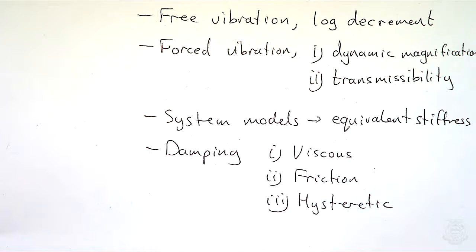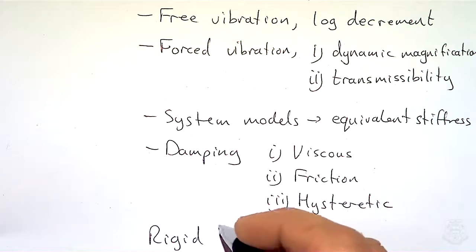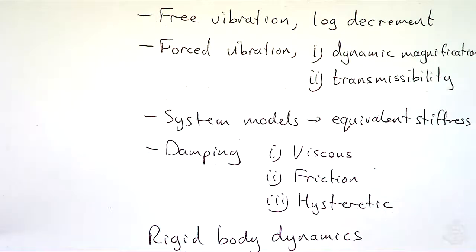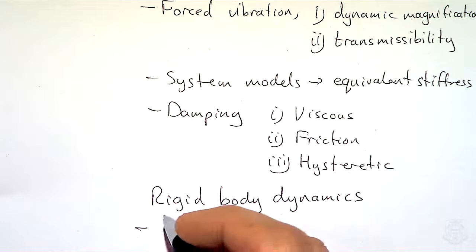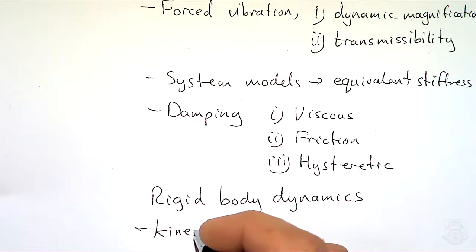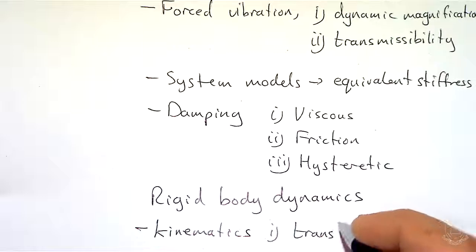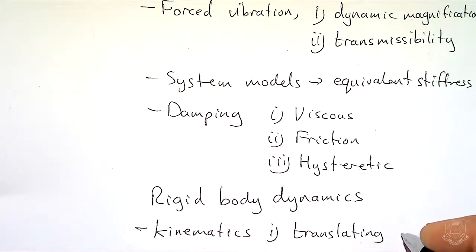The second half of the course was about rigid body dynamics. There we started with kinematics, and we talked about translating and rotating frames, and we did everything in terms of vector algebra.